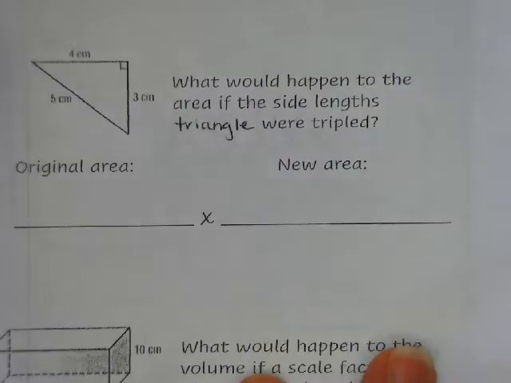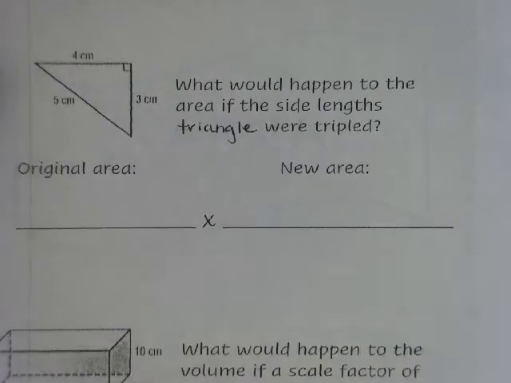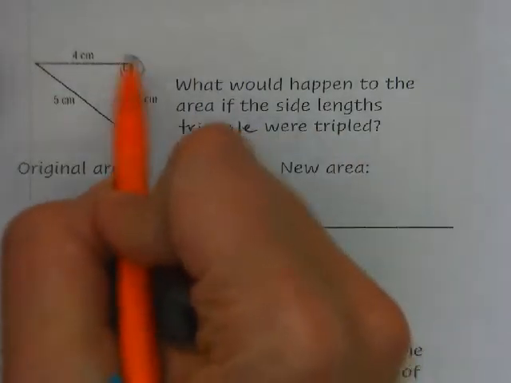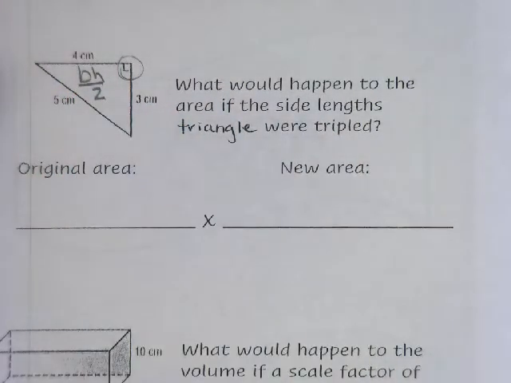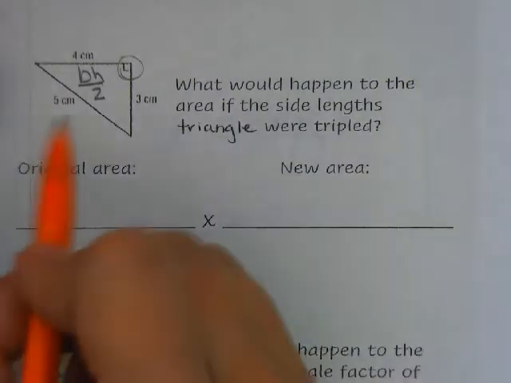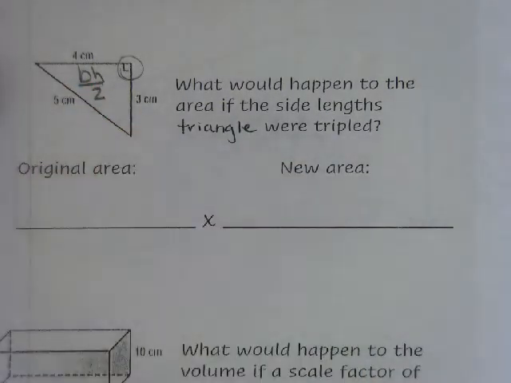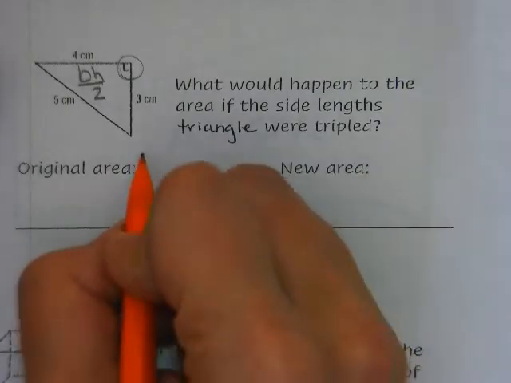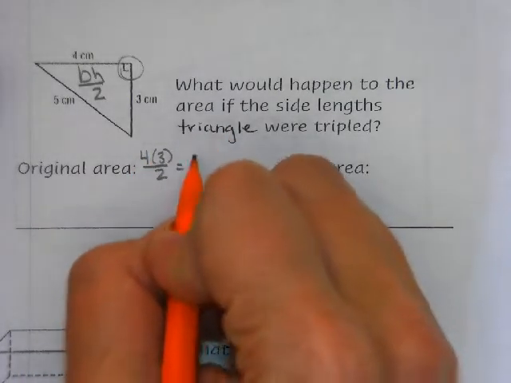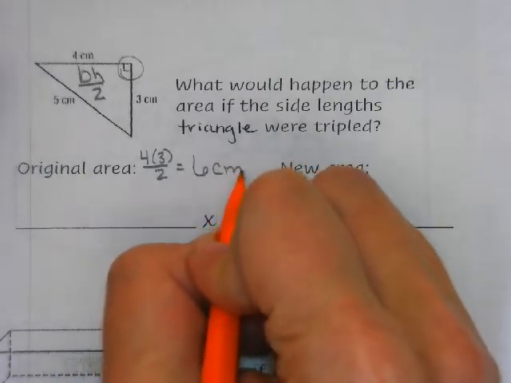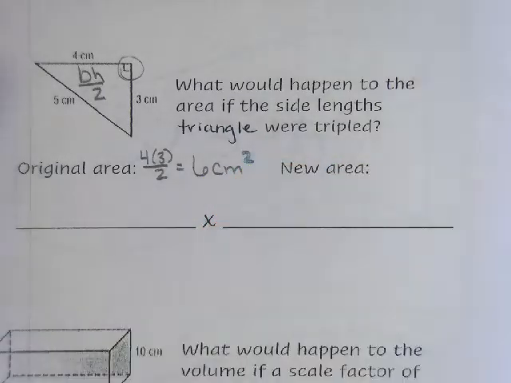All right, let's look at the triangle. Now, this one's different. First of all, it's area. Well, how do we find area of a triangle? Base times height divided by 2. What am I using? Am I using the 5? Am I using the 4? Am I using the 3? All right, 4 times 3 divided by 2. 6 what? Squared. Is that squared important? Yes.